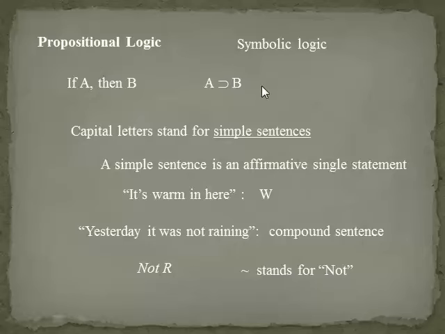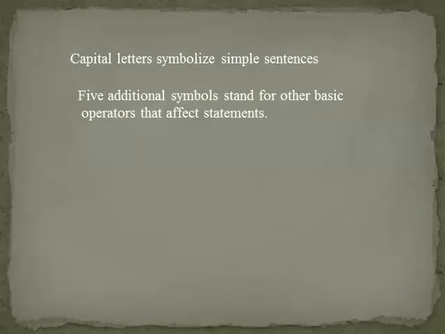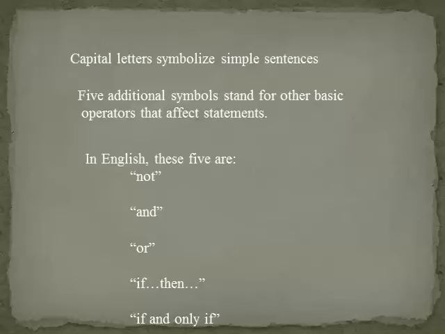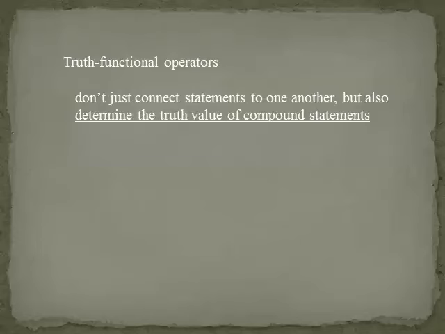So symbolic logic because we're going to use a few symbols, and in fact there's only 5 of them. The capital letters symbolize simple statements, and then there are 5 symbols that stand for the other operators that can affect statements. And in English, these come down to not, and, or, if then, and if and only if. They're called truth functional operators because they determine the truth value of the compound statements that result when you combine the operator with one or more statements.